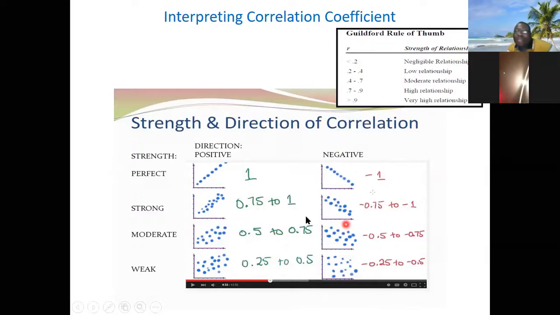So it's the same thing, because the correlation has to do with the direction, which is the sign, and the value, which is the strength of the association. Minus means that both of them move in opposite directions. If it is positive, it means that both of them move in the same direction. Moderate is 0.5 to 0.75, and weak is 0.25 to 0.5. So if less than 0.2, you say it's negligible.